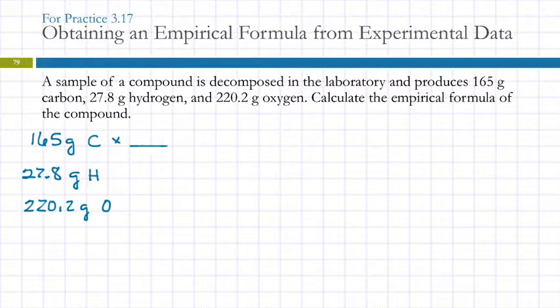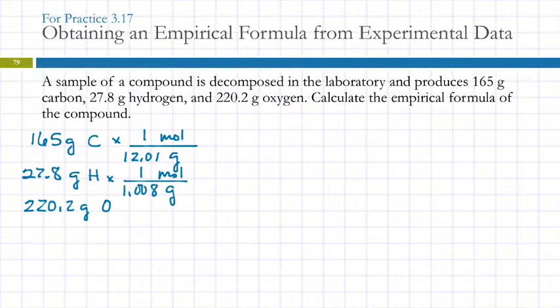So I'm going to multiply by a fraction that has moles in the numerator and grams in the denominator. And this is the molar mass, and we find that on the periodic table. So for carbon, it's 1 mole to 12.01 grams. And we do the same thing for each of the elements. So for hydrogen, it's 1 mole weighs 1.008 grams. For oxygen, 1 mole is 16.00 grams. So we see that the grams cancel, and we get moles.